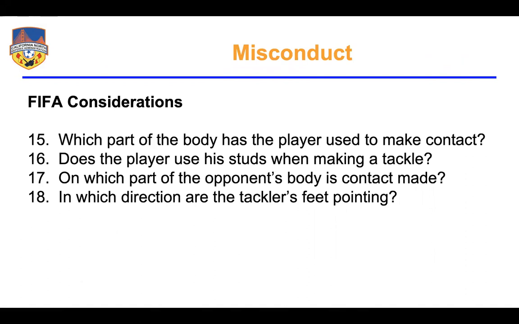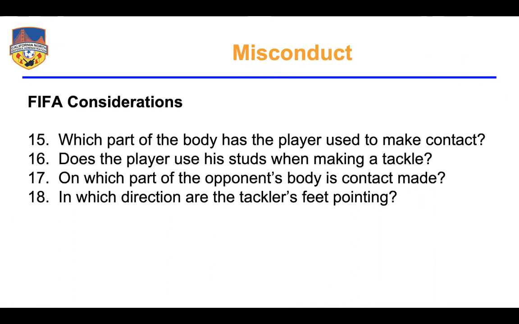And again, if the studs are out and exposed, that's going to create a lot of potential danger, versus if the feet are pointed towards the ground or if they're pointed away from the player and they're making a hook tackle or a sweeping tackle. Those different kinds of hints about what the player was doing when committing the tackle are going to help us to make that decision. So it's interesting, I think, with these 4 considerations in particular, that you have to be thinking about what the player was doing when they went into the tackle.